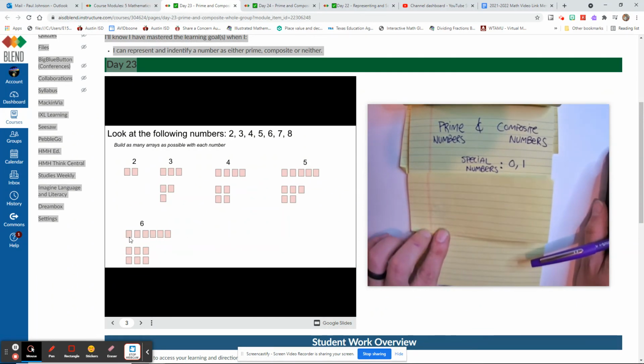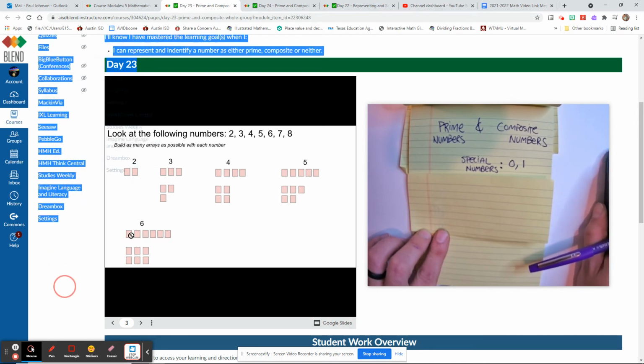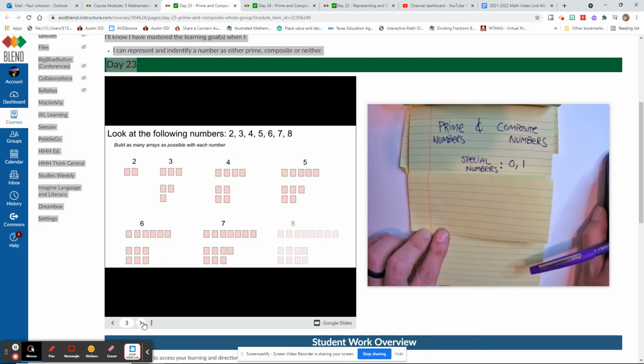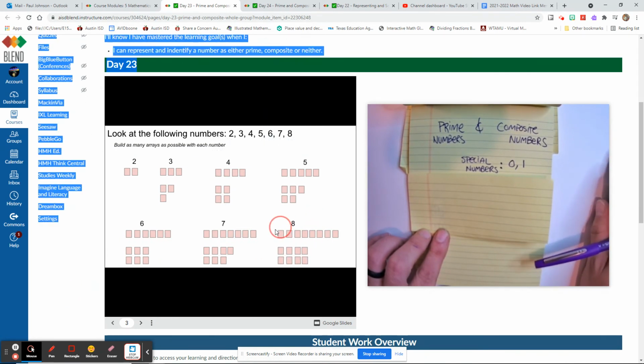So there is 6, there's a 1 by 6, and then a 2 by 3. There's the 1 by 6 or 2 by 3. There's a 7. With the 7, there's a 1 by 7, but also, as you can see, that's not an array because there's one piece left over. And then here's one with 8. 1 by 8, and then a 2 by 4.